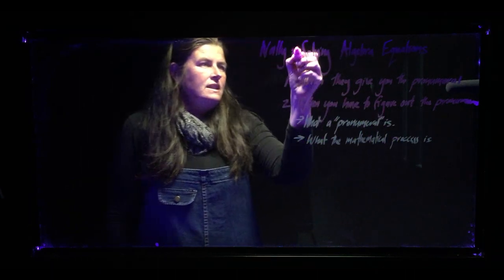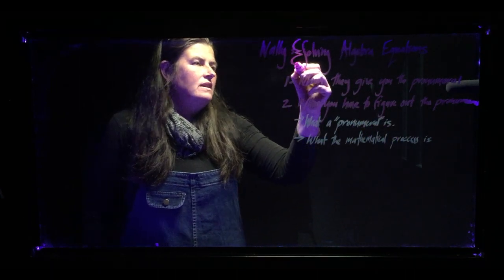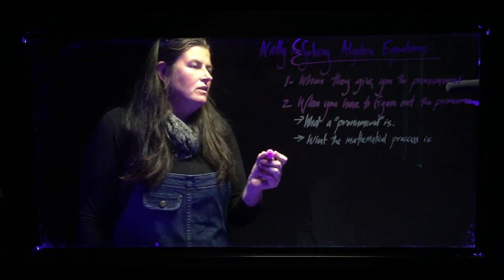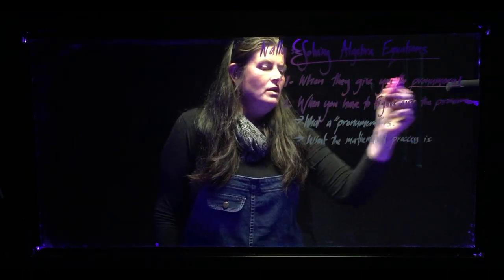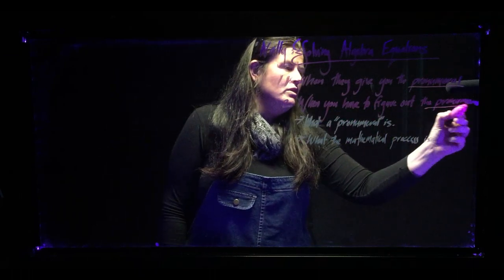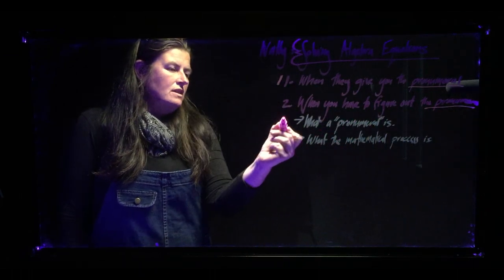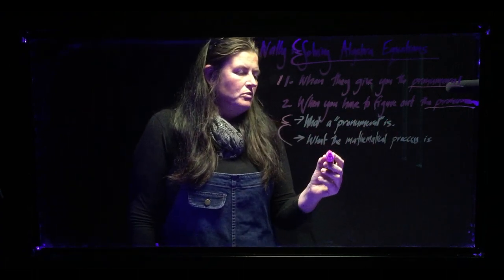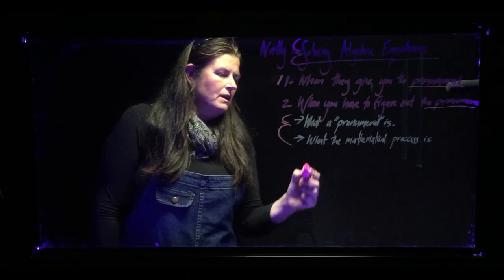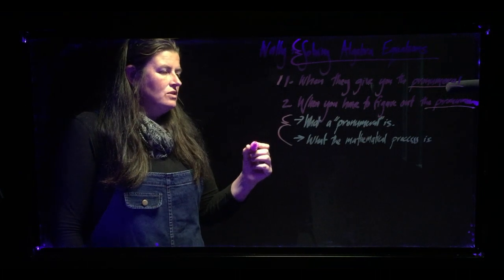So this is the learning intention, your WALT, the thing that you're going to have to solve for algebraic equations. They're going to be two sorts. One, when they give you the pronumeral. Two, when you have to figure out what the pronumeral is worth. So there's two success criteria in here that are going to help you. You need to know what a pronumeral is, and you need to know what the mathematical process is that they are asking you to do.